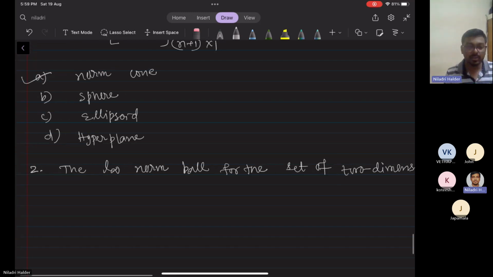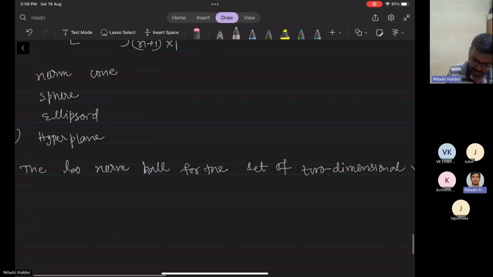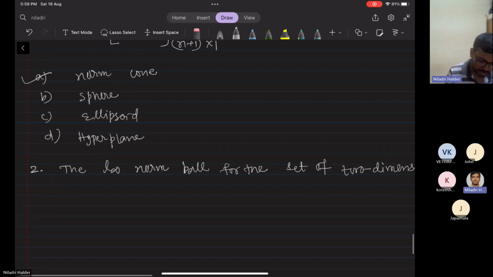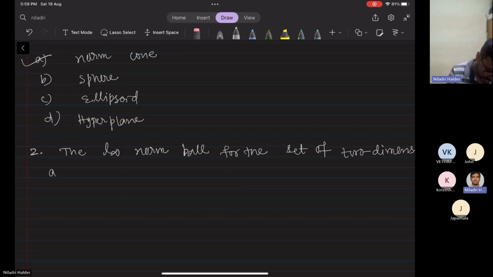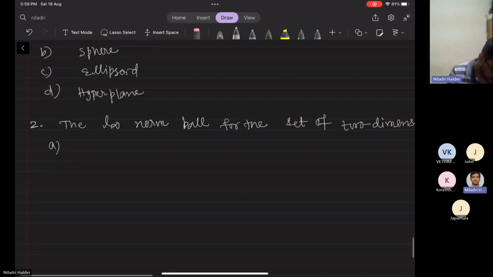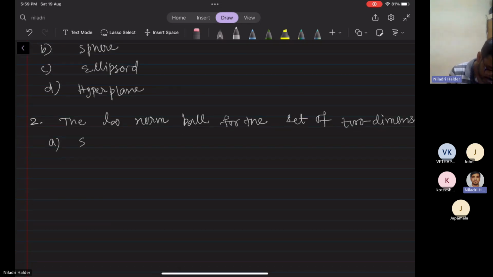So the L infinity norm ball for the set of two-dimensional vectors. This is the question. Options are, so professor has also mentioned this thing. This is very simple. So the answer should be, I will not give the option. It's an L infinity norm, right? So it's a square where all the sides are parallel to the x and y axis.